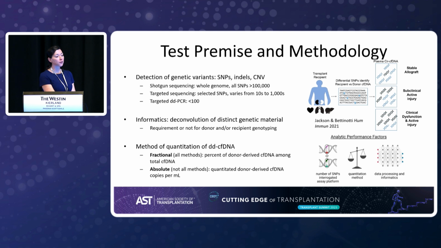From the methodologic standpoint, there's actually a variety of different assays and methods that can be used to detect and measure this as an analyte. They all leverage genetic disparities or single nucleotide polymorphisms, indels, or copy number variation between the donor and the recipient. And they do this through a variety of technical methods like sequencing or digital droplet PCR. Each of these, as you can see, varies in the number of genetic disparities that are actually measured or detected between donor and recipient.